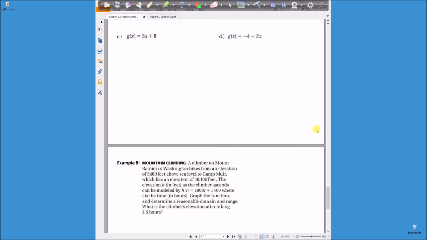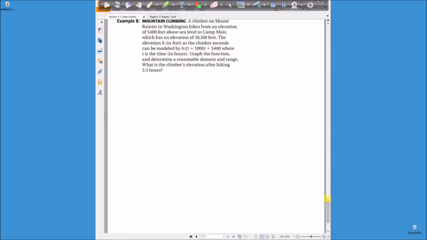All right, last example. It's kind of a long one. This is a bit more practical, where you have to think about domain and range a little bit more. We'll just dive right in. It involves quite a few steps. It says a climber on Mount Rainier in Washington hikes from an elevation of 5,400 feet above sea level to Camp Muir, which has an elevation of 10,100 feet.